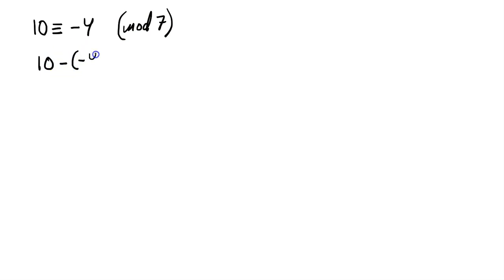We don't have to limit ourselves to positive numbers. We could also say, for example, 10 is congruent to minus 4 modulo 7. And why so? Because 10 minus minus 4, which is 14, is divisible by 7. So 10 is congruent to minus 4 modulo 7 because 7 divides 14.